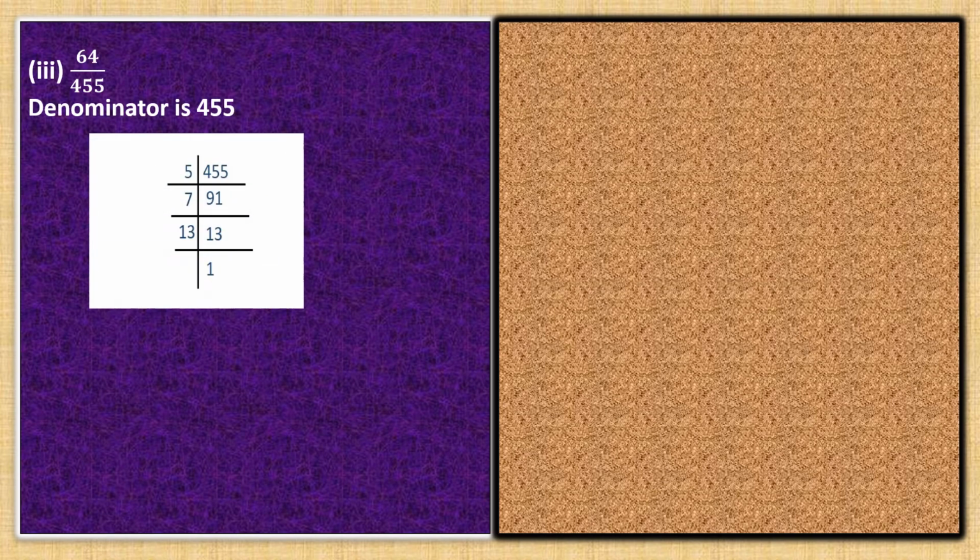Here is your next problem, 64 by 455. So do the prime factorization for the denominator 455. Here if you observe carefully, 5 into 7 into 13. These are prime numbers. So you got the denominator, sorry, here it is 64, right? 64 by 5 into 7 into 13, right?